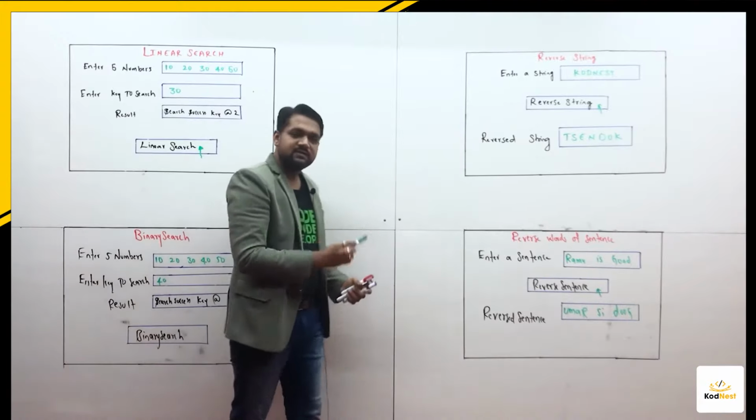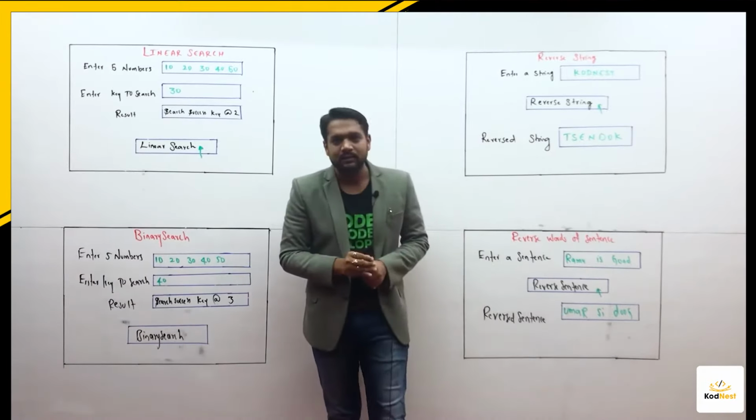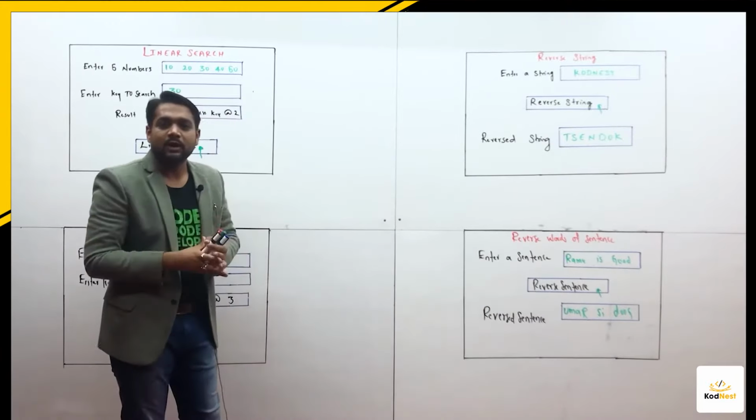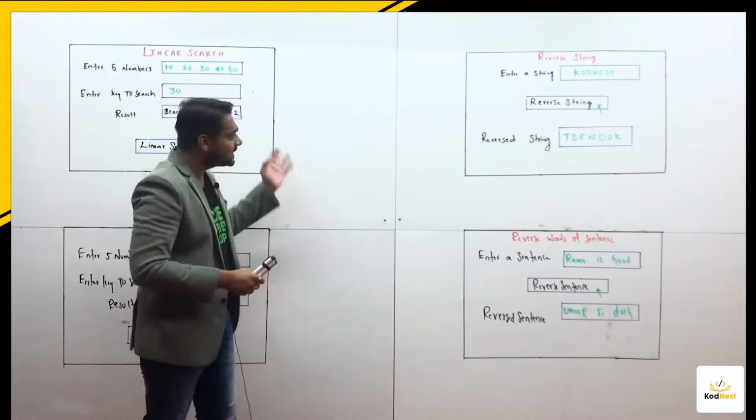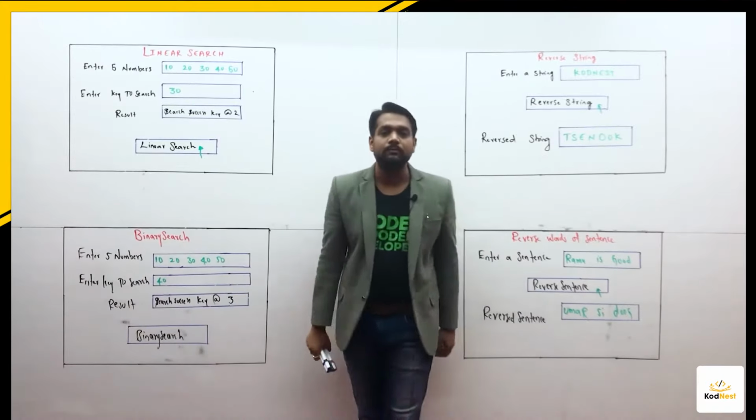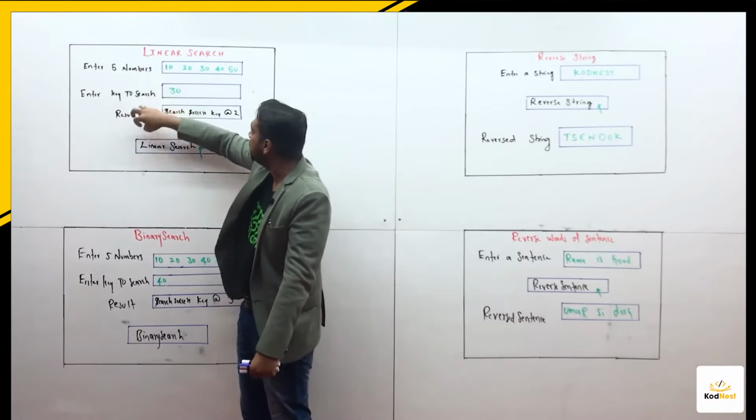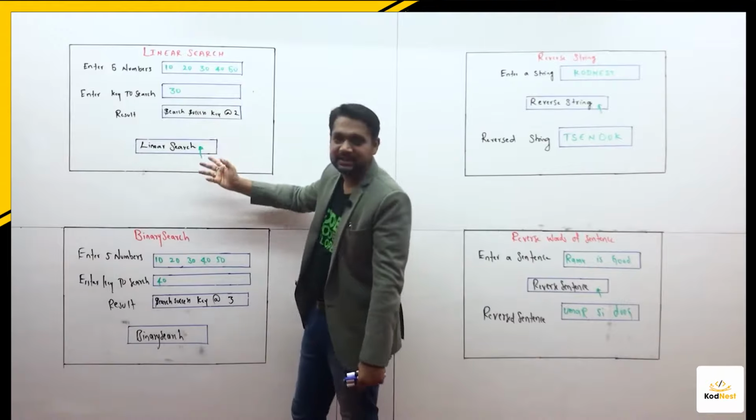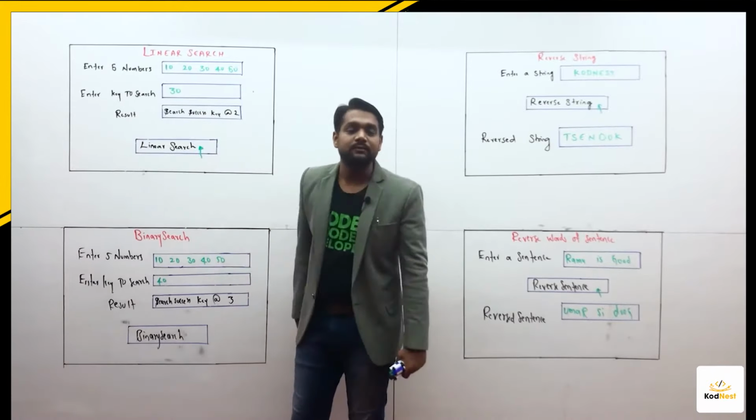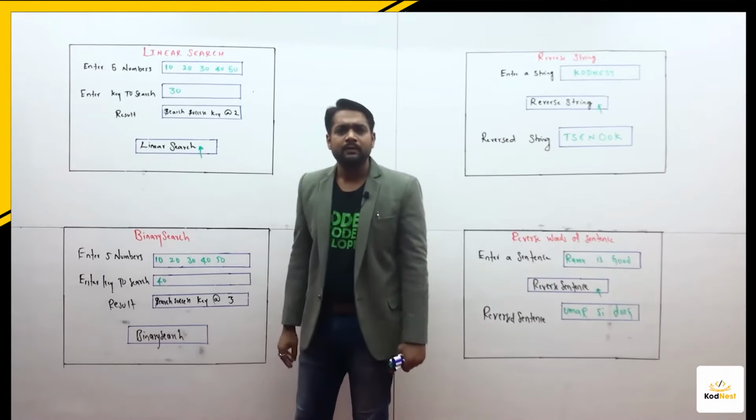Four assignments, four window-based applications you have to build. Whatever I have taught you, only that is in the assignment. Nothing I have given is something you have never seen till now. You know the linear search algorithm, you know how to create JFrames, labels, text boxes, text areas, how to create a button, and how to write the action performed for a button. You know it.